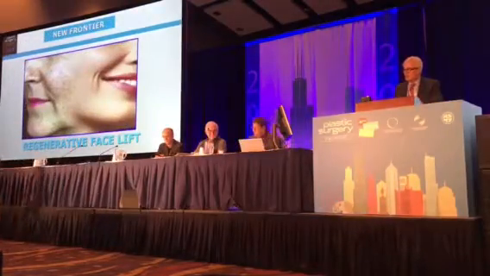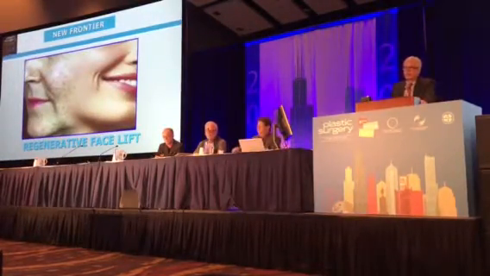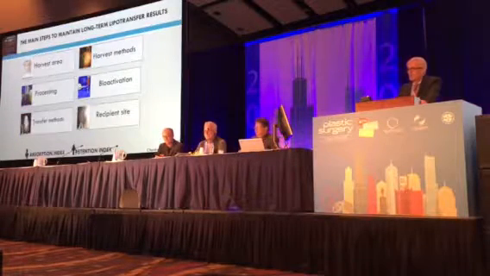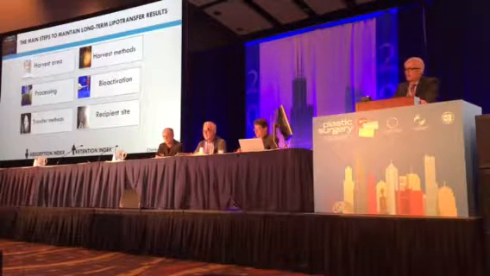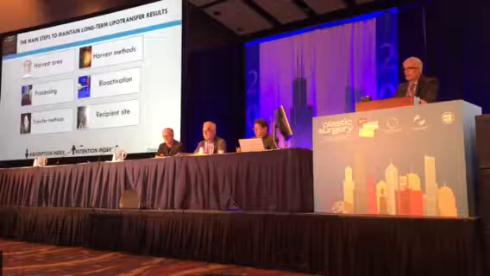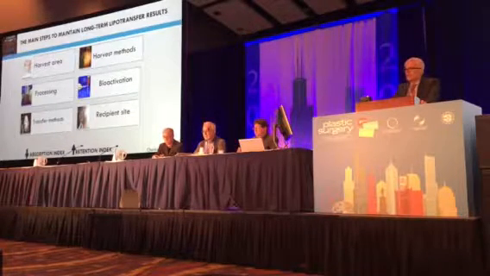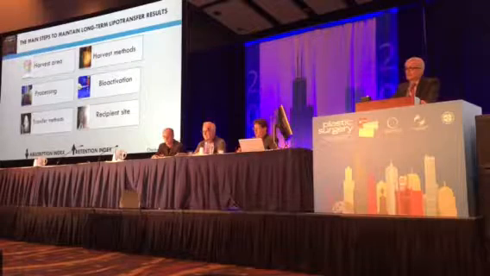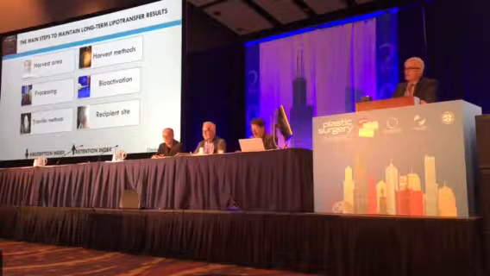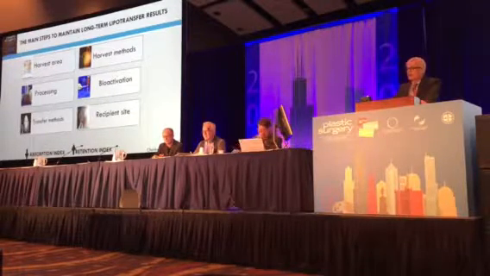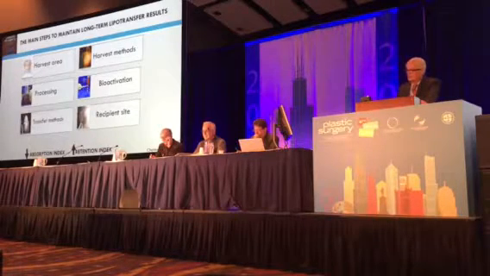Now I have a new concept, a new frontier about regenerative facelift. The goal of the lipotransfer is to lower the absorption index and increase the retention index. It's very important to consider some steps such as harvest area, harvest method, processing, bioactivation, transfer method, and recipient site.